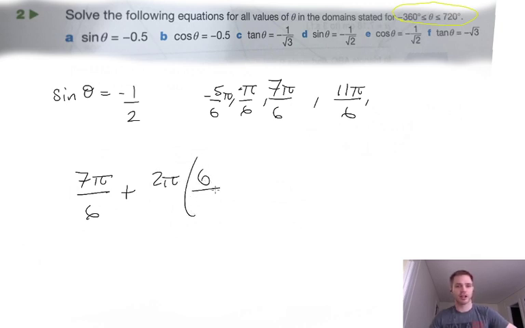Now we need to get that common denominator. We multiply by 1, choosing the denominator that is common here. Okay. So 7 pi over 6 plus 12 pi over 6 is equal to 19 pi over 6. Okay, so that one goes in there.